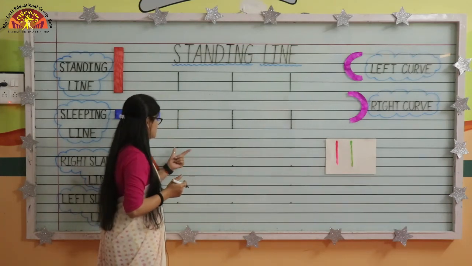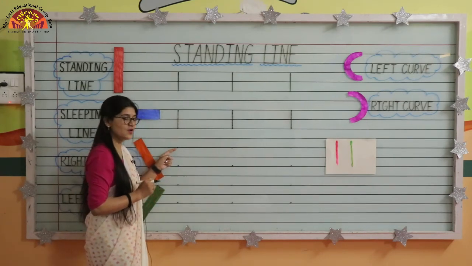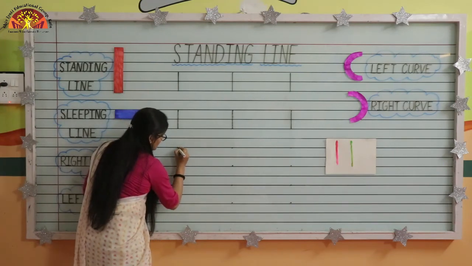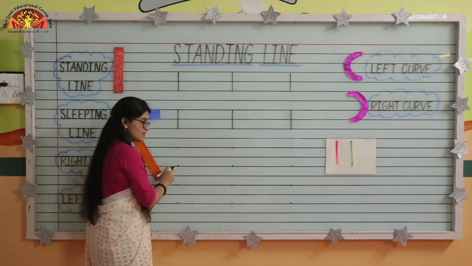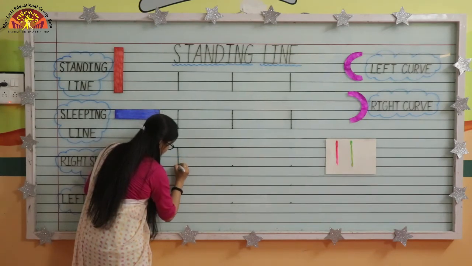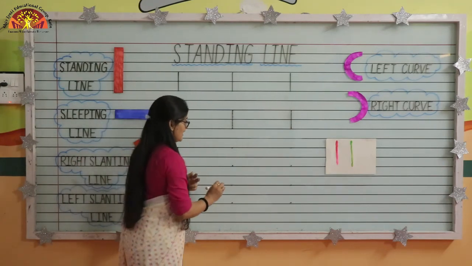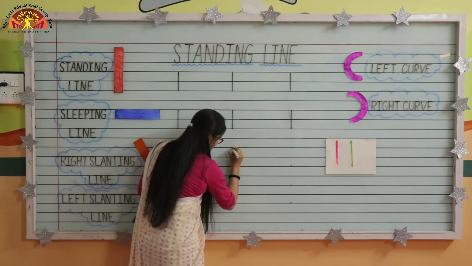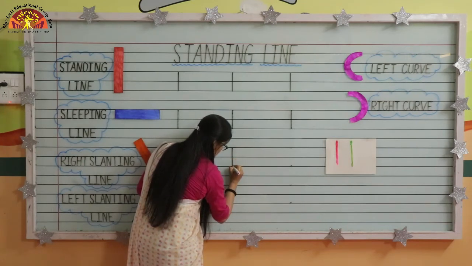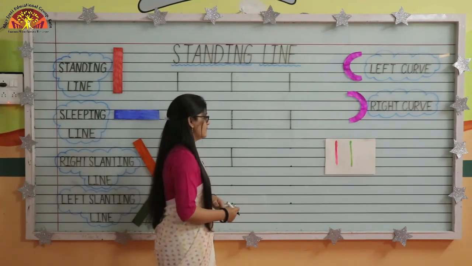Now we will draw standing line on dots. So put your crayon here on dot and make a standing line top to bottom. Okay, we will join the dots. Very slowly make a straight line like this. Now it's standing line. Do it again. Put your crayon here. Make a straight line like this. Join the dots. What is this? This is standing line.